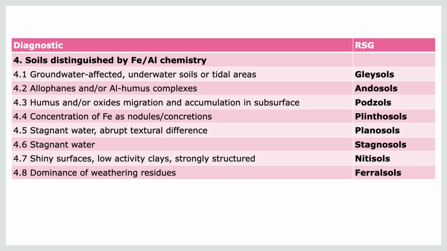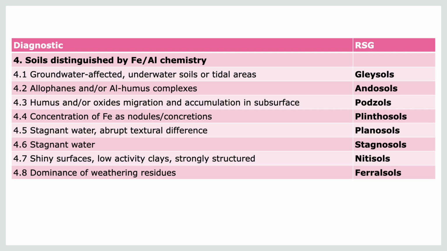We also have some soils that have one specific or particular iron-aluminum chemistry. Some of them have this particular chemistry because they are affected by groundwater. So the water table fluctuation, or tidal water, or underwater soils, these kinds of conditions are related to the gleysols, soils that are deeply affected by water that migrates from the deepest horizons to the surface.